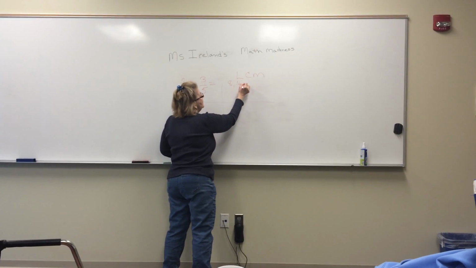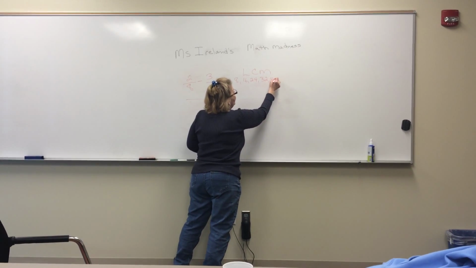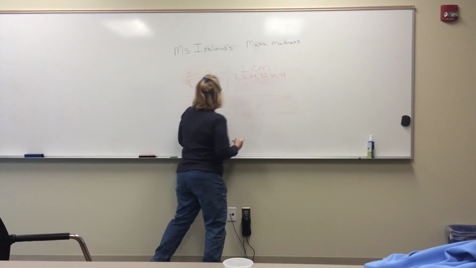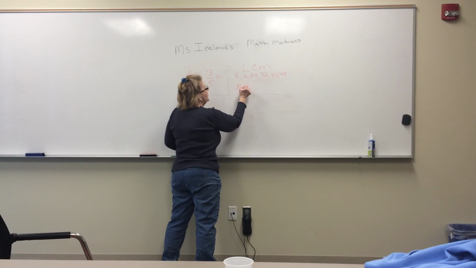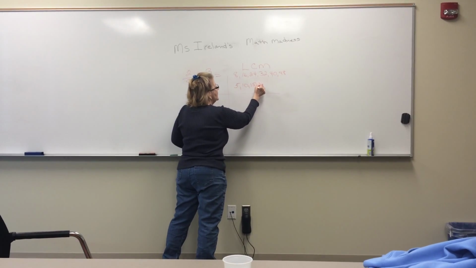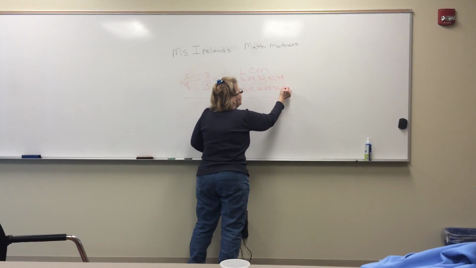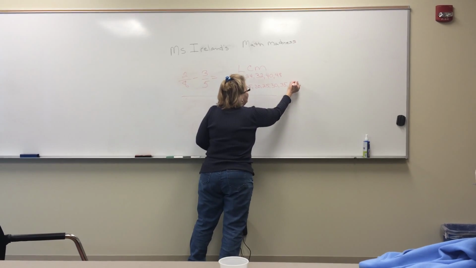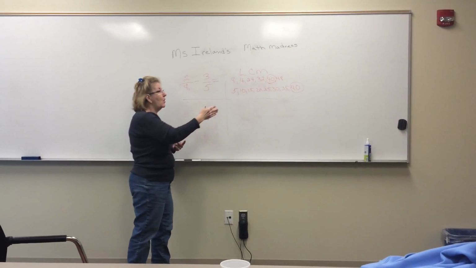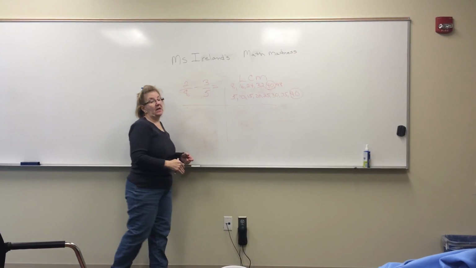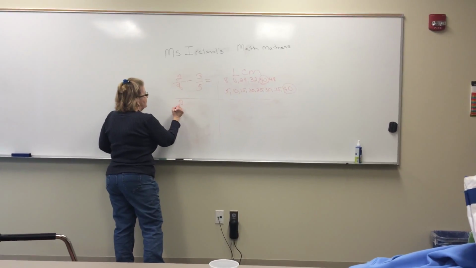8, 16, 24, 32, 40, and 48. Okay? The multiples of 5: 5, 10, 15, 20, 25, 30, 35, 40. Oh, there we go. We found them. Once you get to numbers that you repeat, you know that that's the smallest number that both of these have in common. So you don't have to go any further. Okay? So, now we're going to rewrite our problem.